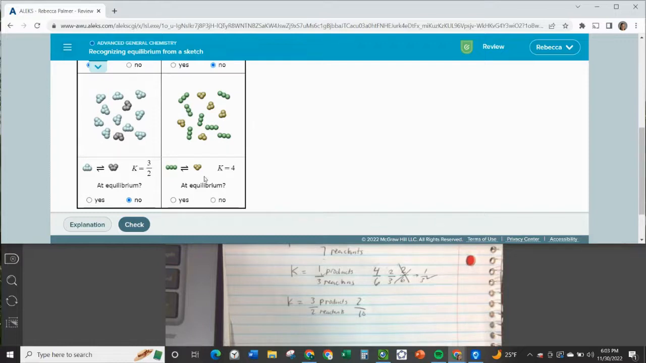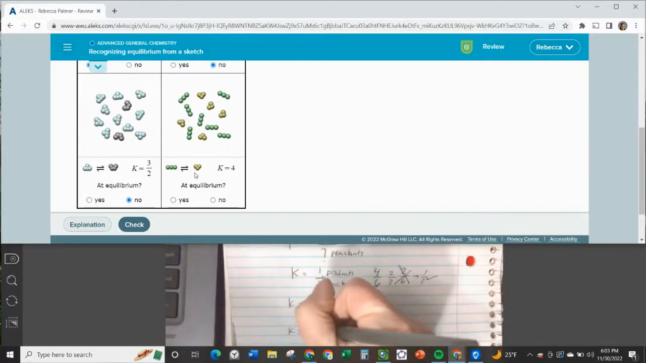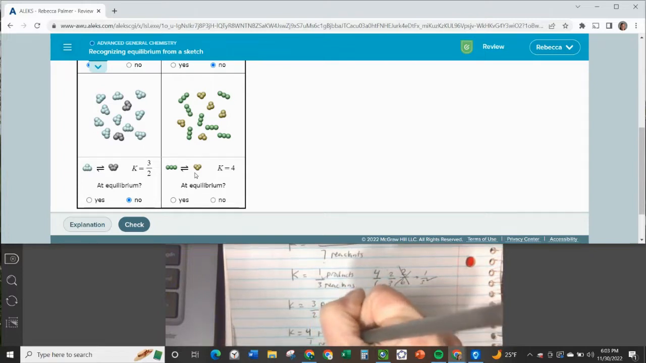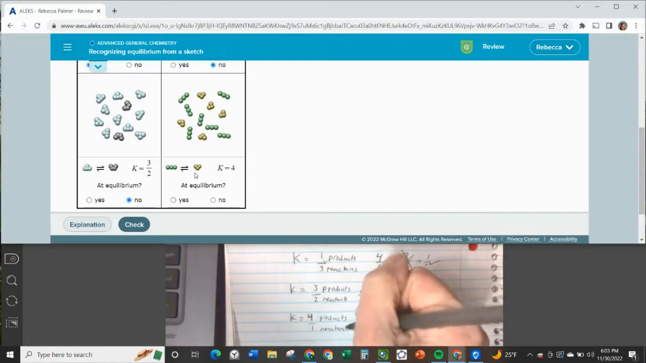And let's look at the last one. It says 4. So remember, if we just have a number, there's always a 1 on the bottom. So we need 4 products for 1 reactant. So remember, products over reactants. So 4 products for 1 reactant.